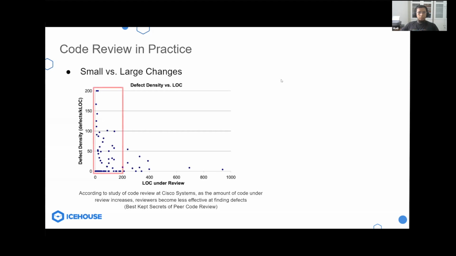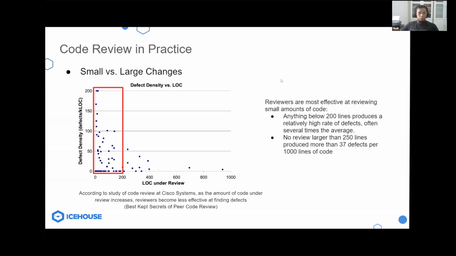As you can see here, marked by the red rectangle, any review below 200 lines produces a relatively high rate of defects, but no review larger than 250 lines produces more than 37 defects per 1,000 lines of code. And this makes sense, right? Because if the reviewer is overwhelmed with a large quantity of code, he won't give the same attention to every line as he might with a small change. He won't be able to explore all the impacts of the change in a single time effectively.